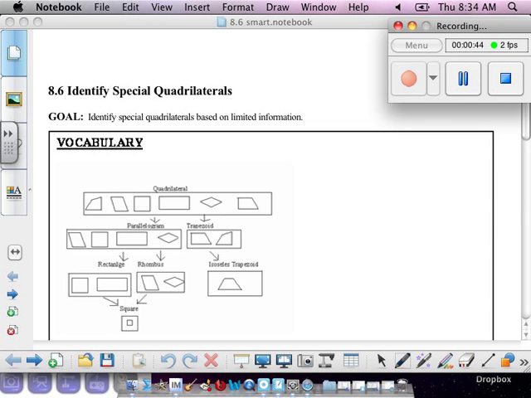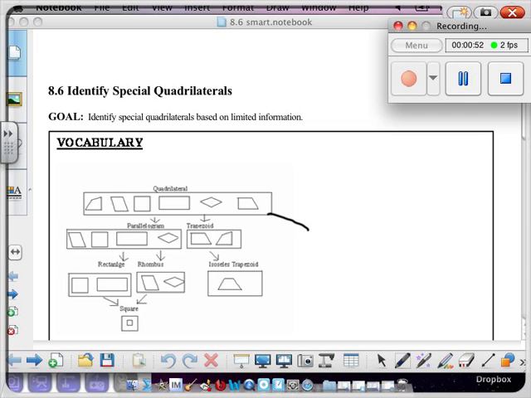Kite. Where does kite go? Is it a parallelogram? Is it a trapezoid? Is it just a new one? It's a new one. So I heard some people say that they thought a kite was a trapezoid. What does a kite have or not have that a trapezoid does?